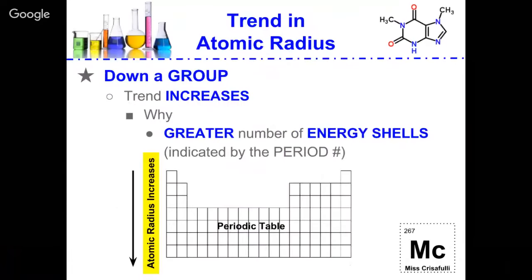Now let's talk about going down a group. The trend is going to increase. Why is the atomic radius going to get bigger as you go down a group? Well, think about as you go from period 2 to period 3 to period 4. You are going to increase the number of energy shells, the number of rings around the nucleus. So that size is going to be bigger. You're adding a whole other shell around the nucleus. So another layer, increasing in size.